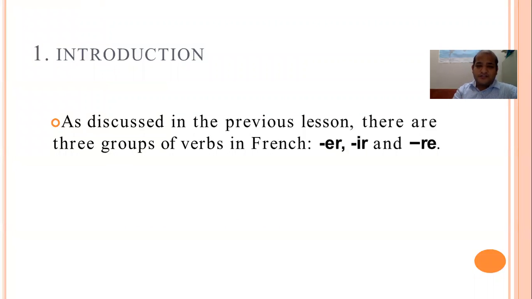Introduction. As discussed in the previous lesson, there are three groups of verbs in French. The first group is ER ending verbs. The second is IR ending verbs, which we will be talking about today. And the third group is RE ending verbs. We'll have another lecture on the RE ending verbs, but in this lecture, we'll be talking about IR ending verbs only.